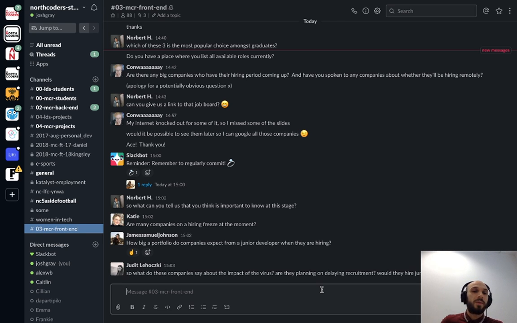But as soon as we know something new and how people are going to be doing this, we'll let you know, and we'll also be working closely with our hiring partners to consult and advise on how they can do it. James asks, how big a portfolio do companies expect from a junior developer when they're hiring?